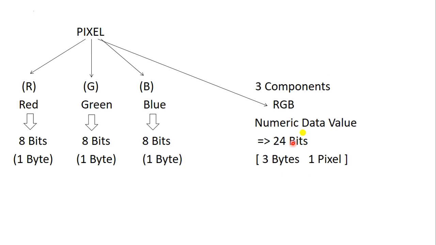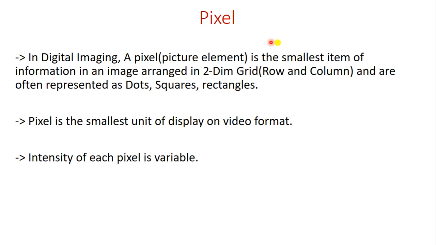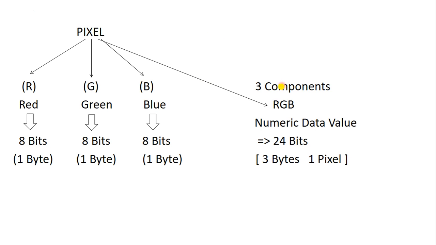Okay, so I will explain this one more time. What is a pixel? A pixel is the smallest item of information. Information of what? Numerical data. What is numerical data? Numerical data of red, green, and blue. These are the only three components generated by the pixel.